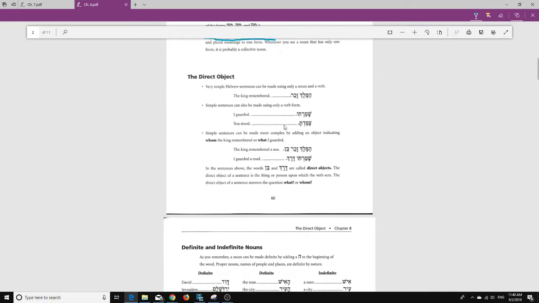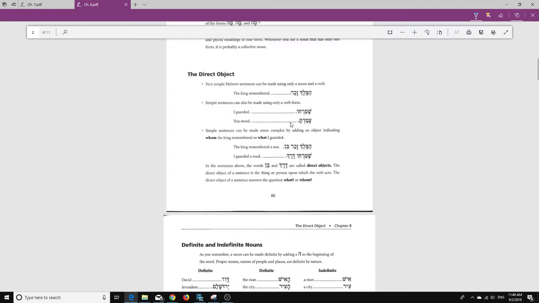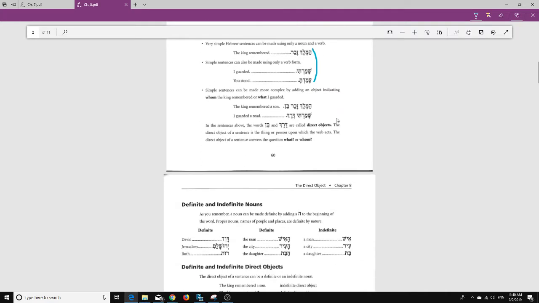Okay, let's move on to the direct object. So we've talked about this several times now, but we'll just go really fast over it. These two words alone can make a sentence. Hamelech zakar, the king remembered. You could also just have one word if it's a verb with those endings. So we have shamarti, I guarded, amadti, sorry, you stood. Okay, so these are all complete sentences, because they're complete thoughts.